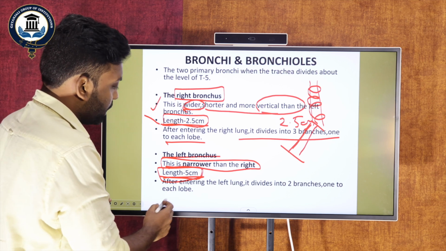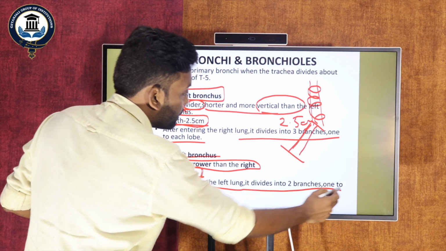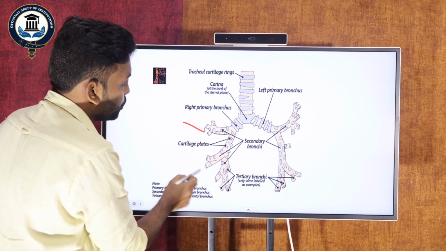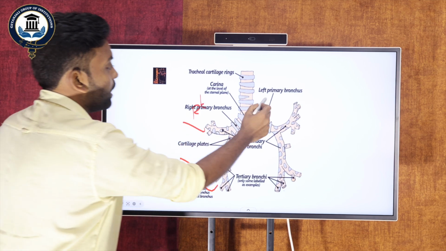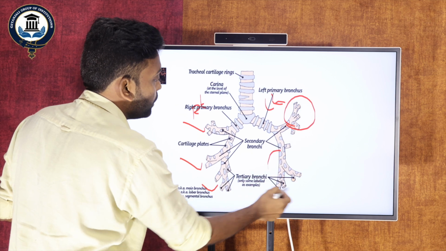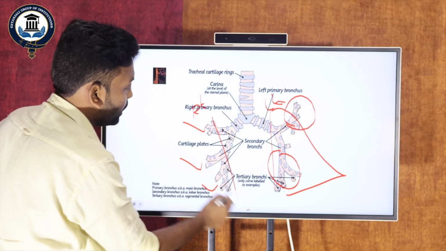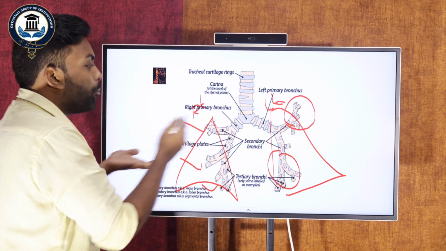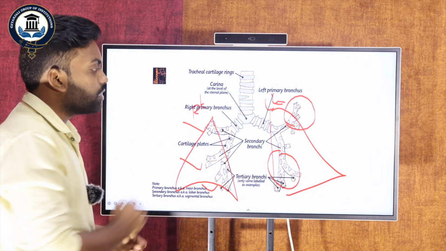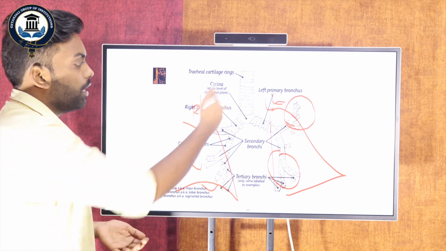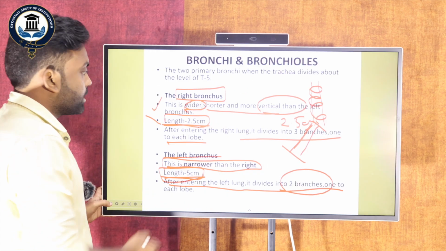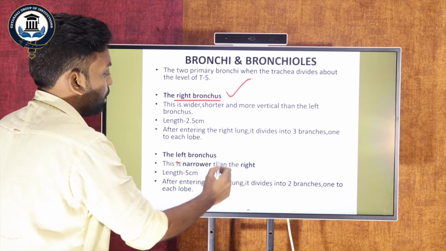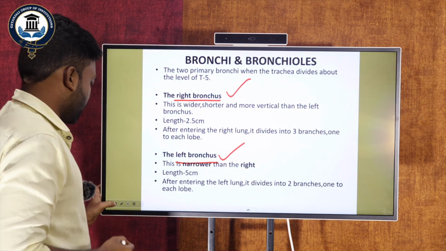Next, we can see what else it says. After entering the left lung, it divides into two branches. That is the difference between these. On the right, it enters as 1, 2, 3, but on the left side it enters only as 1 and 2 in the left lung. My dear students, this is about the right and left bronchus, the branches that occur in the right bronchus and the divisions of the left side. These are the salient features of the right and left bronchus.